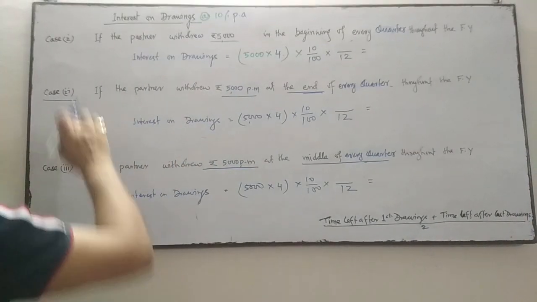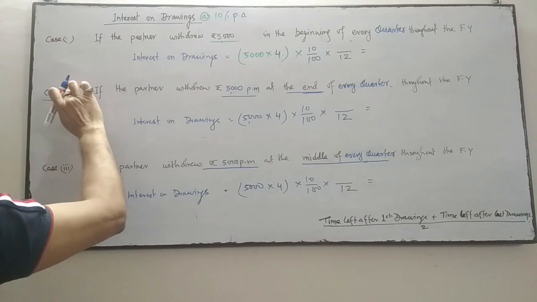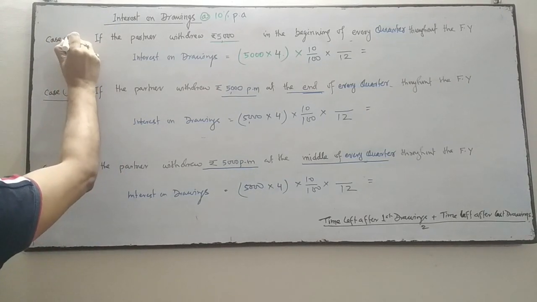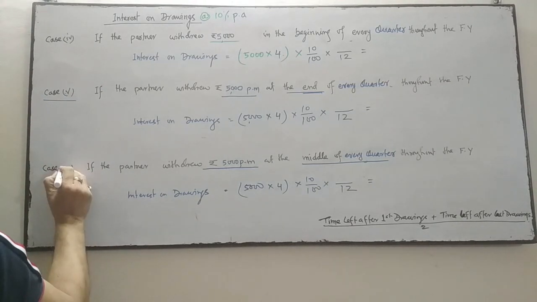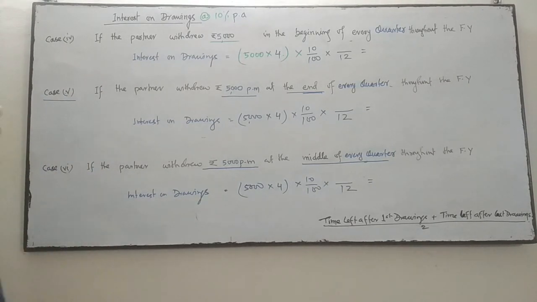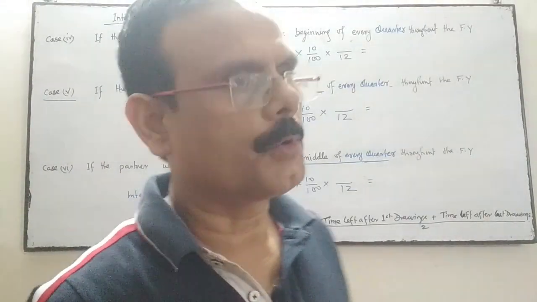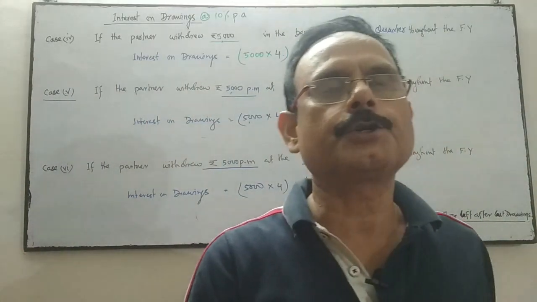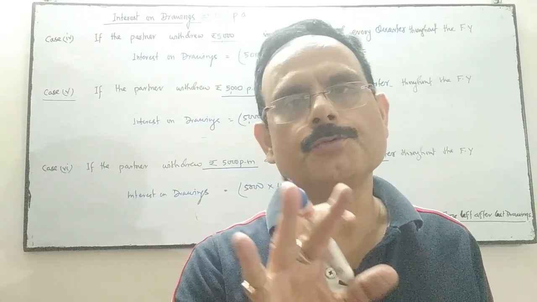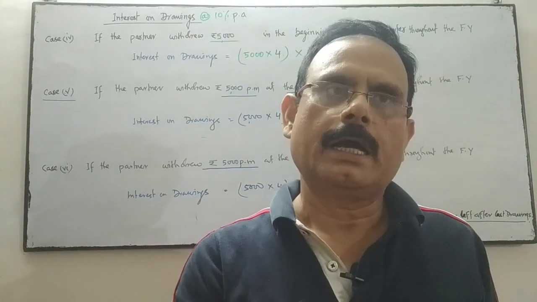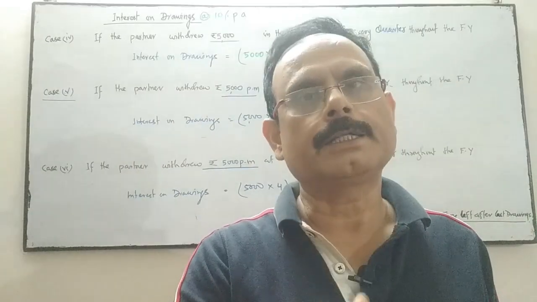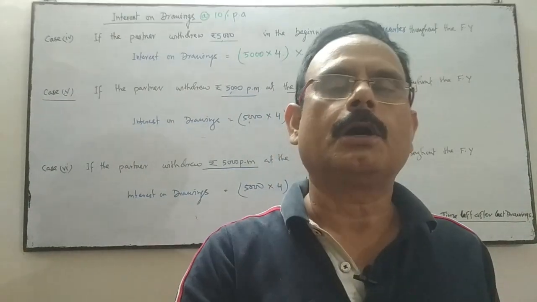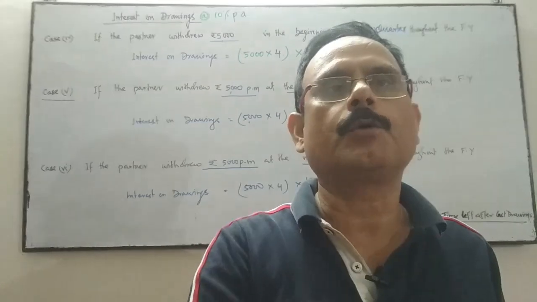Now, case number 4, case number 5 and case number 6. Now, case numbers 4, 5 and 6 are related to if the partner withdrew the amount at the end of every quarter, or at the mid of every quarter, or at the beginning of every quarter throughout the year.